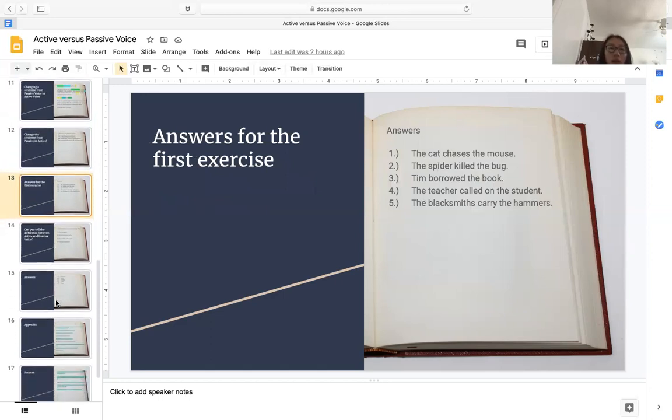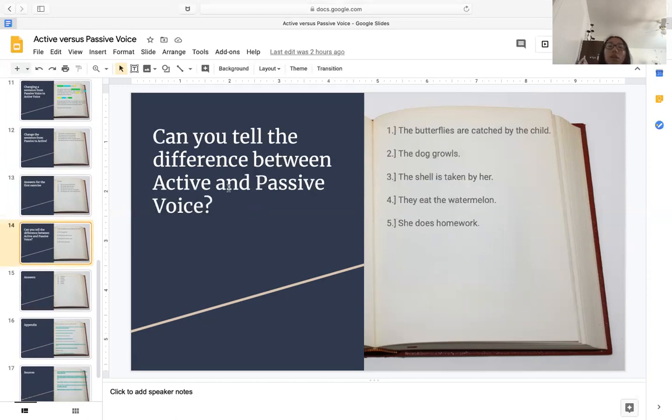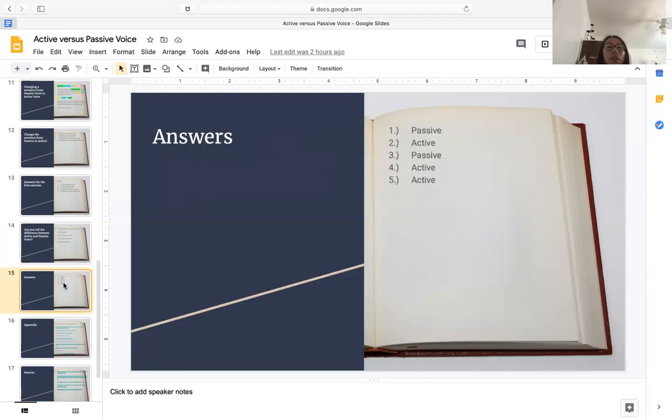Now, let's see if we can spot the difference between an active voice and a passive voice. Here we have, the butterflies are catched by the child. The dog growls. The shell is taken by her. They eat the watermelon. She does homework. Here again are the answers for the second exercise.